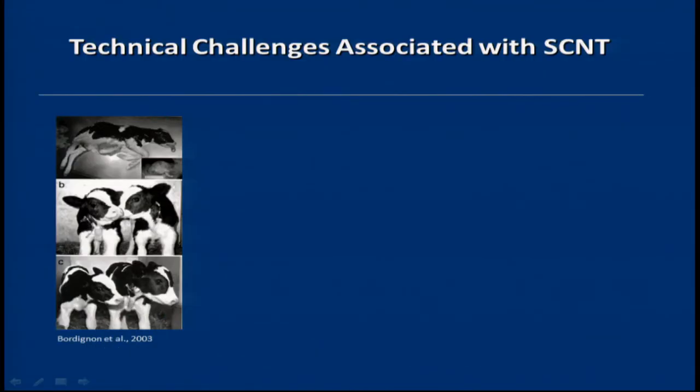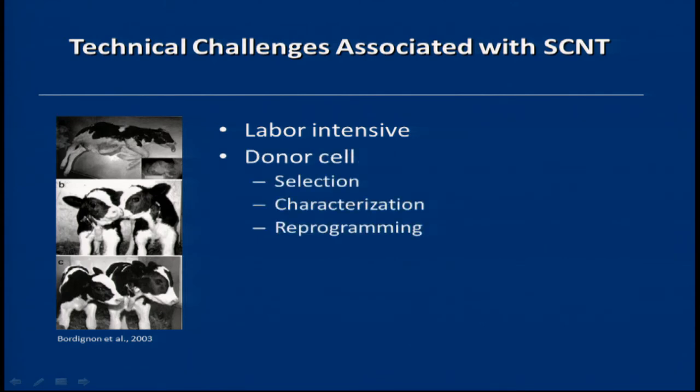So what are the technical challenges to somatic cell nuclear transfer? Well, one, it's very labor intensive. Because you're manually manipulating the oocytes, enucleating, doing the transfer, doing the cell fusion, checking for fusion, and then activating the oocytes. So it's a long day, done best by groups that are well-knit.